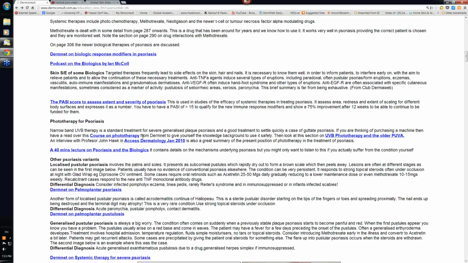Phototherapy has always been a good modality for psoriasis, so worth reading these particular topics and have a look at this one. John Hawke was a professor in Dundee, I think. Was he in Dundee? No, he wasn't. John Hawke was in London. I'm just trying to remember who the very famous professor of photomedicine was who was at Dundee University. It'll come to me.